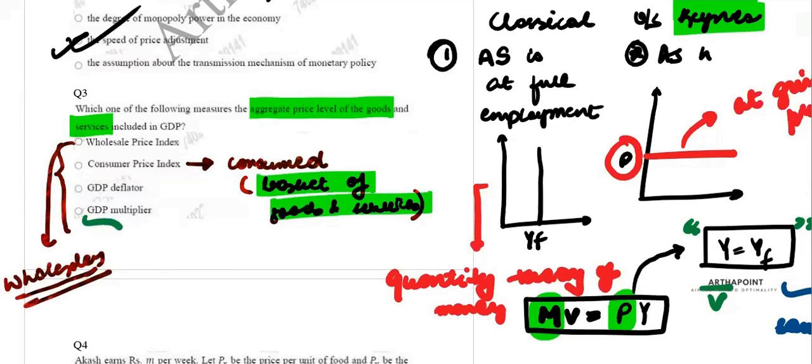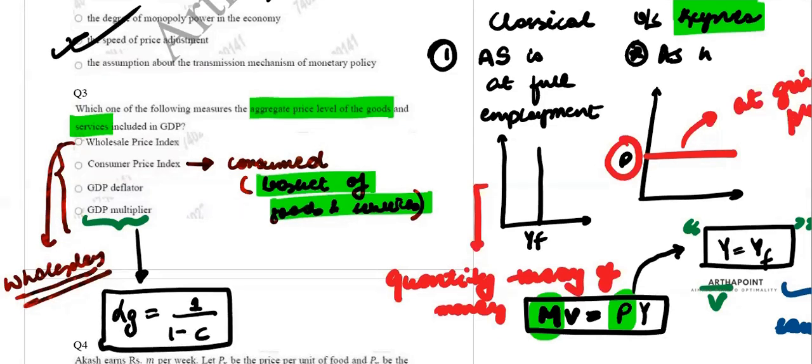GDP multiplier tells me how many times GDP multiplies itself. And we know the formula for this: Alpha G is equal to 1 upon 1 minus C. This is the GDP multiplier. The only thing that can tell us the aggregate price level of goods and services is GDP deflator. So the answer to this is GDP deflator.